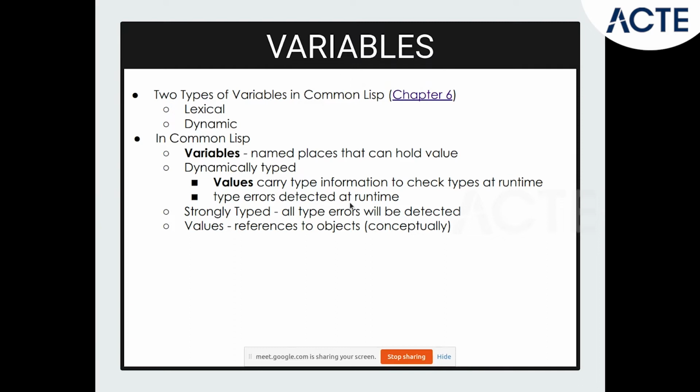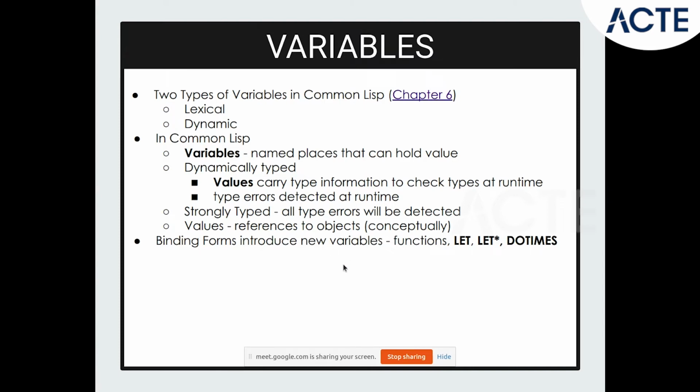So you cannot specify a type when you're defining the function or when you're writing the program. This will completely depend on how you use it. At the function application stage, you will do the type checking. But it's strongly typed because all type errors will be detected, and values are references to objects. Okay. So this is a short overview, and recall binding forms.